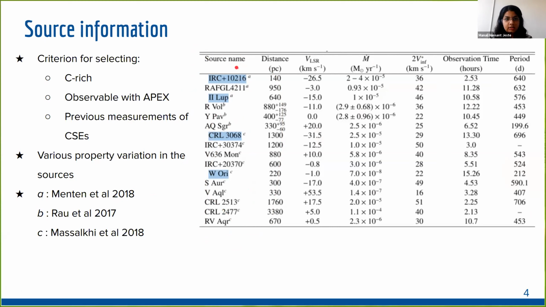So these stars actually have various property variations. You can see that the mass loss rate varies from as high as 10⁻⁴ to as low as 10⁻⁸, and the period also varies from 200 days up to 700 days. So this helps us to get information on different properties across various carbon-rich environments.